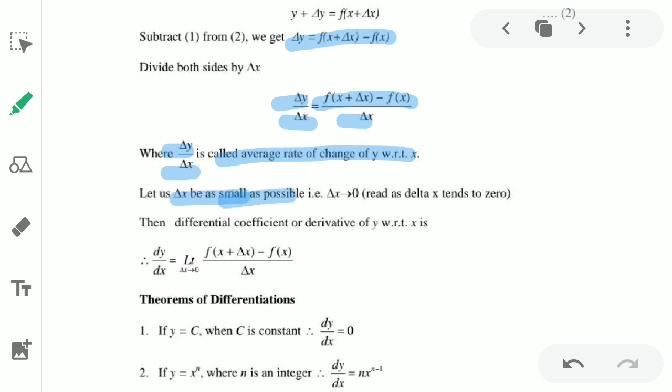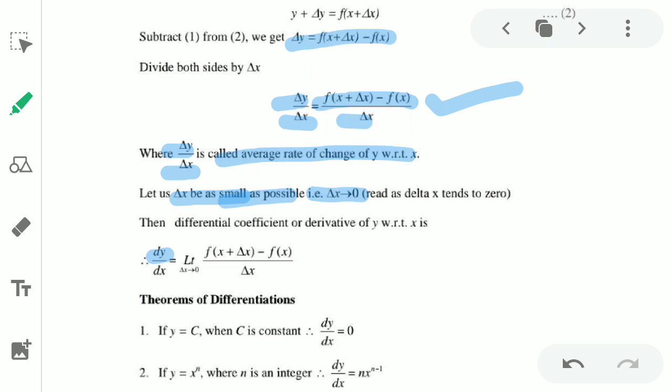We know very well the increment is very small, so delta x is very small. So how do we rewrite this, and what is the value of delta x? We say that delta x tends to 0. It means the value of delta x is very small, very close to 0. So we further rewrite the above equation as dy by dx.